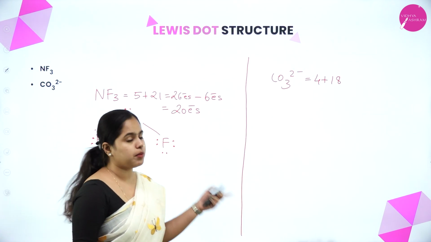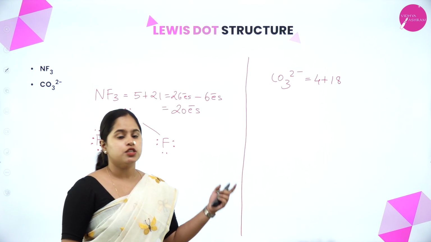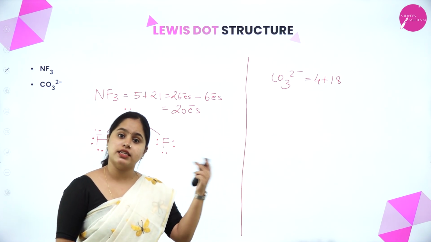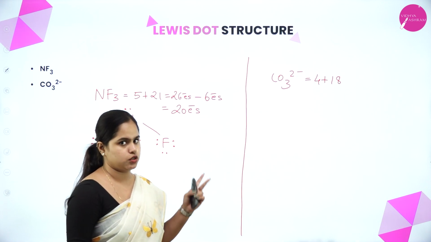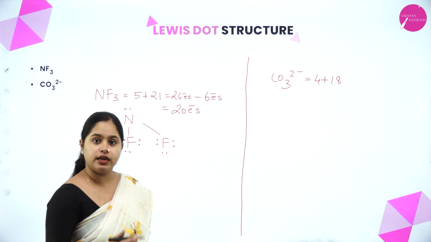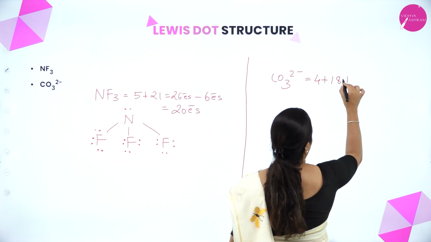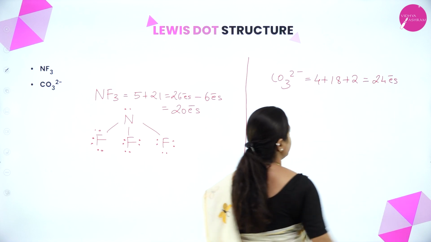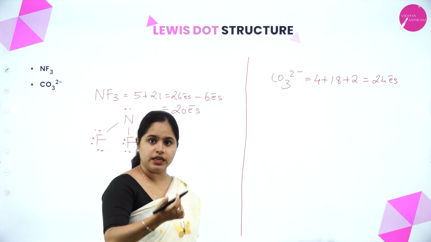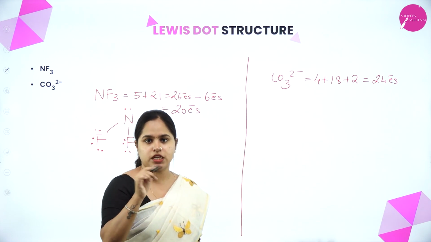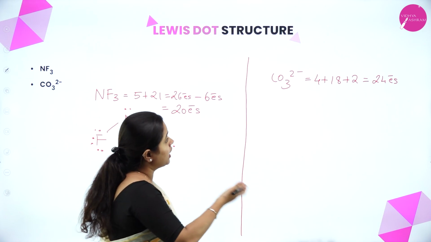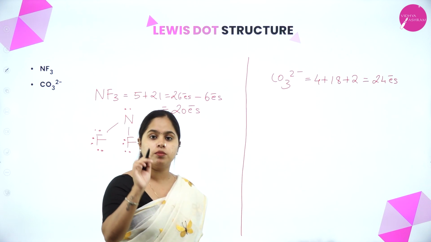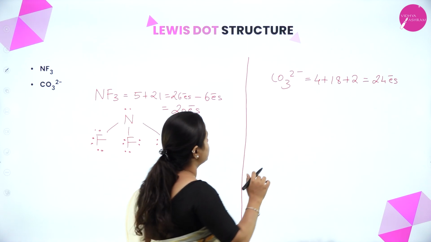A minus charge means it is an anion, right? So if there is 2-, that means an extra 2 electrons are present in this compound. So that should also be added to the total number of valence electrons, which gives a total of 24 electrons. If it was CO3 minus, then instead of plus 2, it should be plus 1. And if it's positively charged, that is if it is a cation, then 1 electron must be subtracted from it. So that is clear.